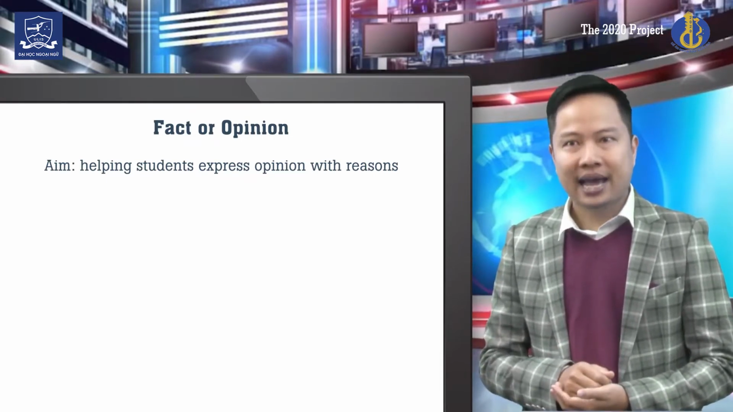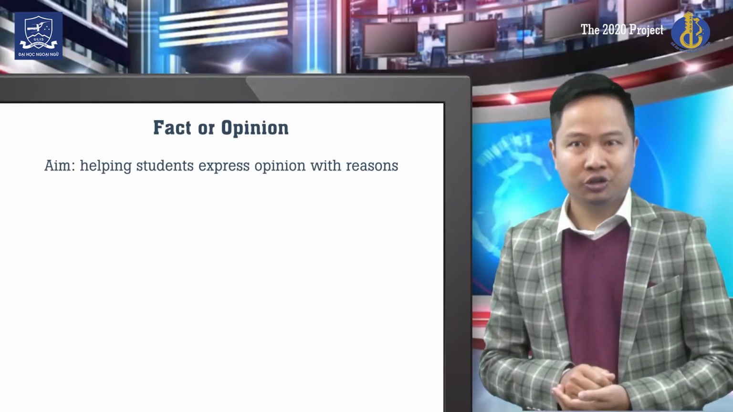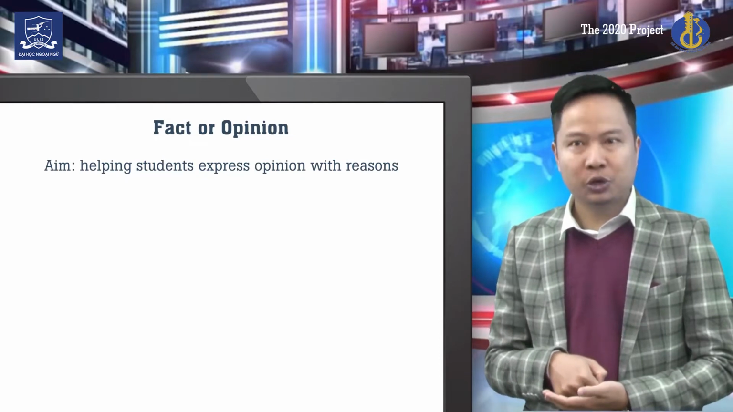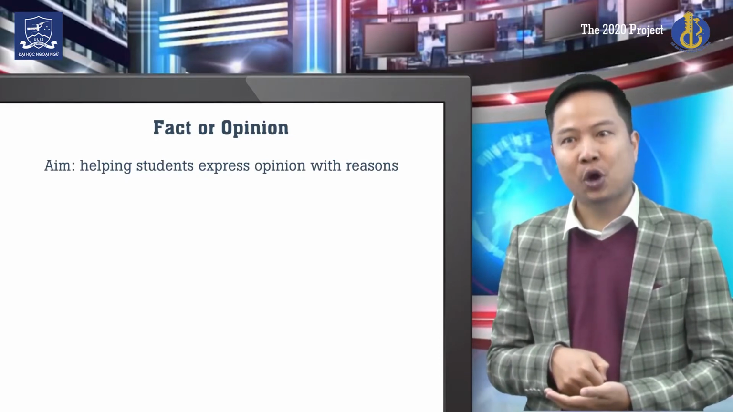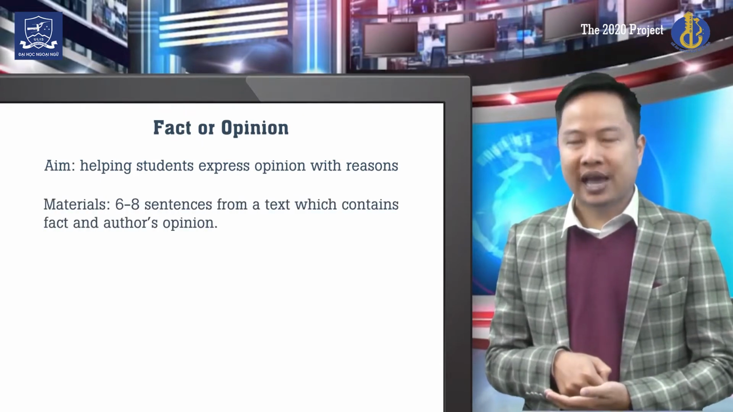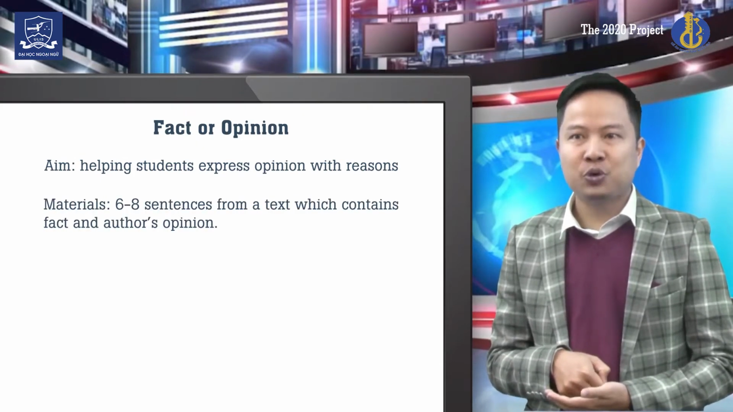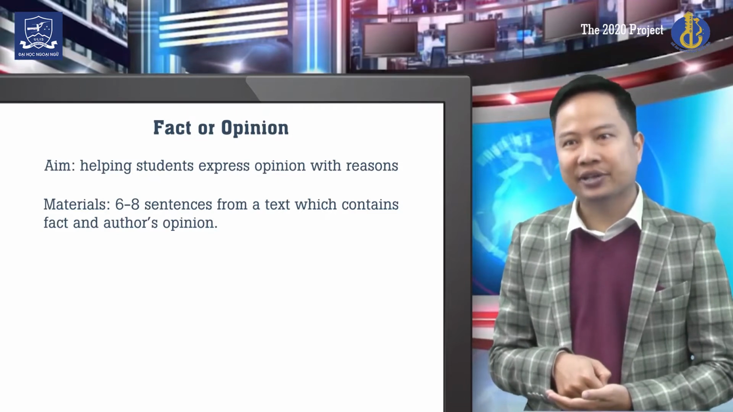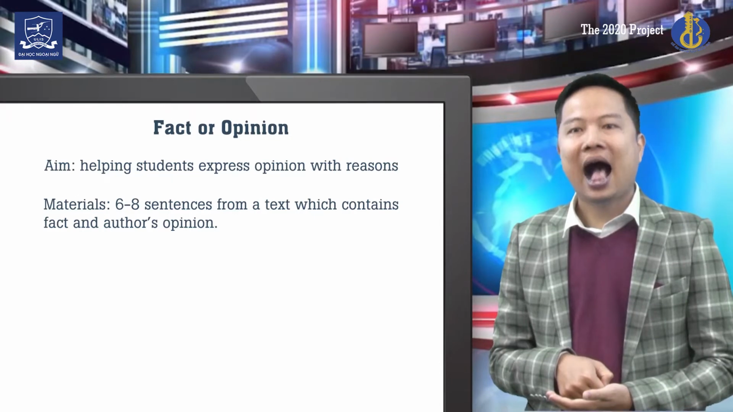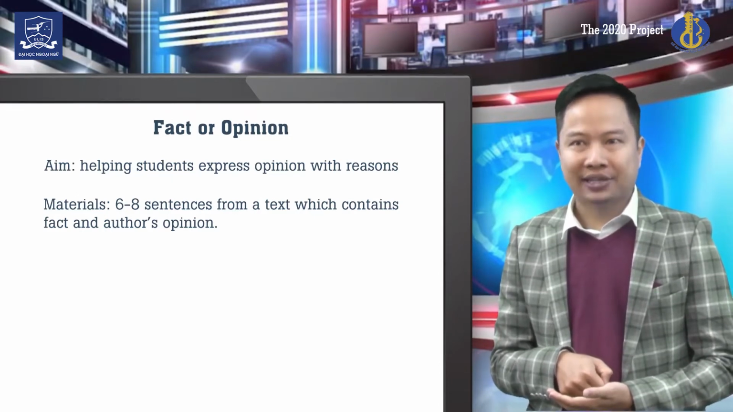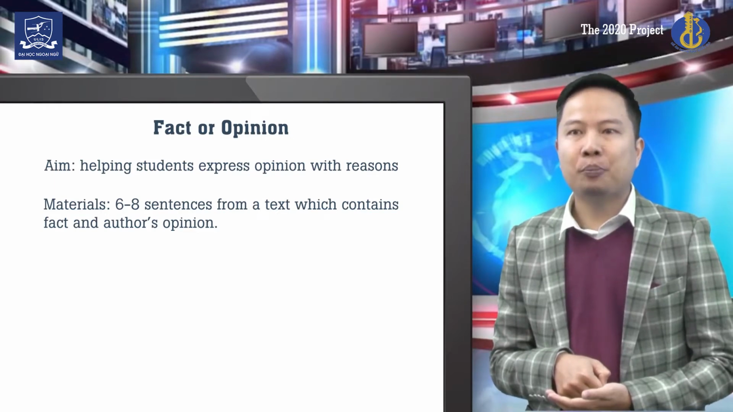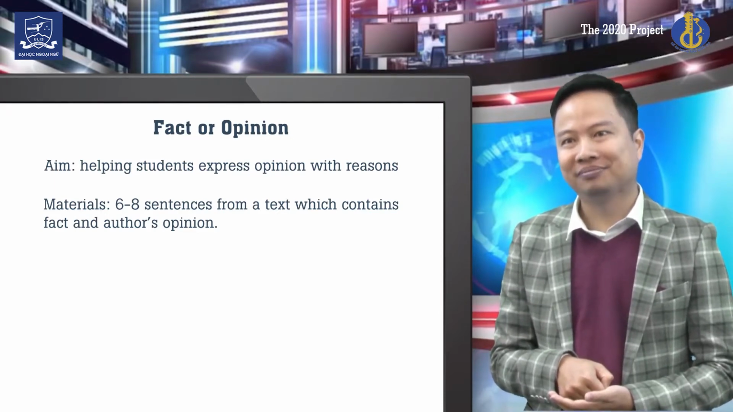By analyzing the text in this way, students can learn to identify opinion through the language used, and in turn, they will learn the language they need to express opinion in their own writing. In order to do this activity, the teacher takes between 6 and 8 sentences from a text which contain facts and author's opinion. Ideally, they would be from a text that you have already been reading in class, so the activity can form part of a longer reading lesson.